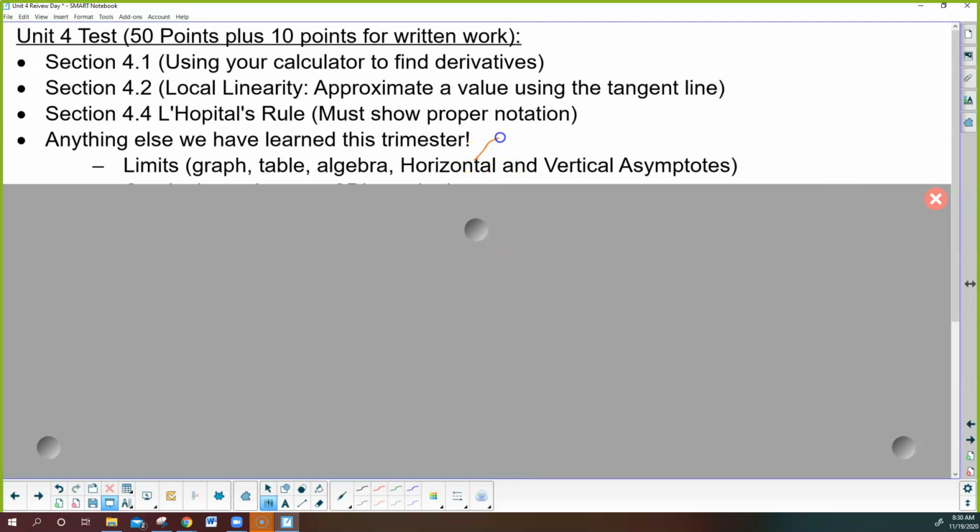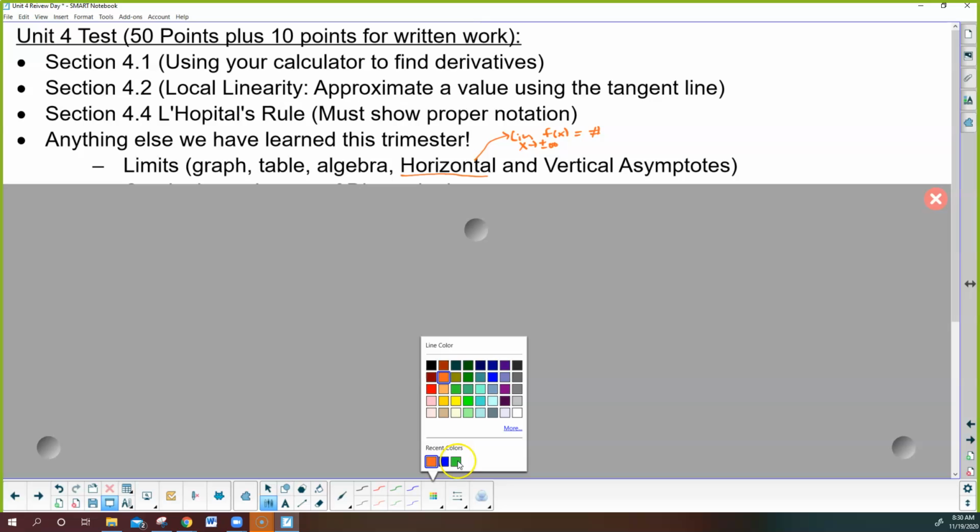if I want to figure out if a horizontal asymptote exists, that means the limit as x goes to either positive or negative infinity of a function is equal to a number, which basically says as I go to the far left or right, if I'm equal to a number, that means my graph is going to approach that number. So therefore, there's a horizontal asymptote.